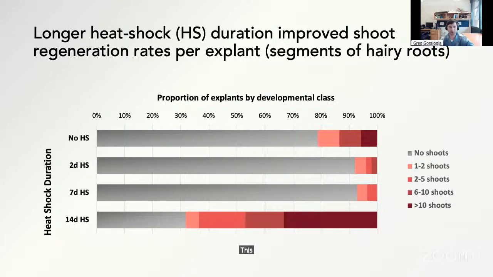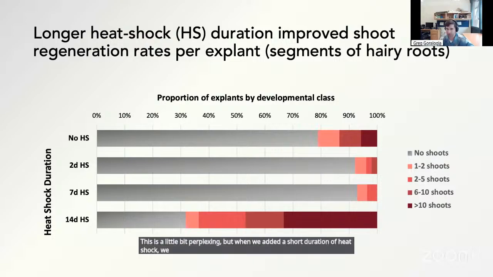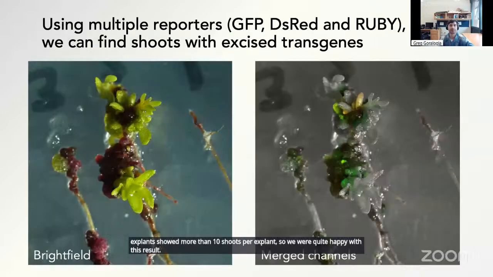This is a little bit perplexing, but when we added a short duration of heat shock, we actually saw a worse developmental outcome. We're not entirely sure about this, but 2 weeks ended up being about right. And many of the explants showed more than 10 shoots per explant, so we were quite happy with this result.